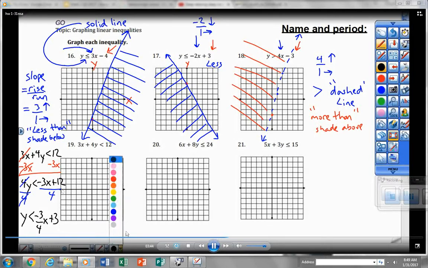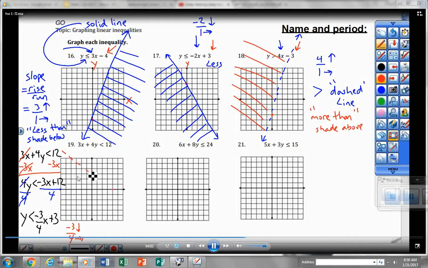3. So that means for this graph, I have a y-intercept of 3 on the y-axis. My run is 4, my rise is negative 3, so every time I go over 4 boxes, I go down 3. Over 4, down 3. Be able to stair step both directions.